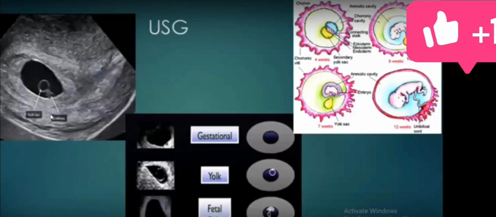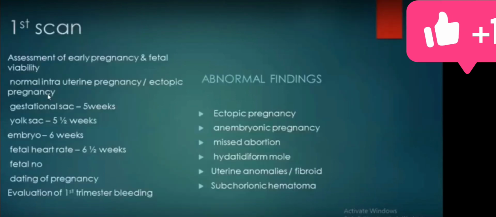I will show you. This is a gestational sac, and this is the uterus. You can see this is the uterus, and this is the gestational sac inside the uterus, and this is a yolk sac, and this is a fetal pole. So by 5 weeks, you can see a gestational sac inside the uterus. At 5 weeks, gestational sac; at 5 and a half weeks, you can see a yolk sac; at 6 weeks, you can see an embryo. At 6 and a half, you can see the fetal heart rate. You can see small flickering like this.